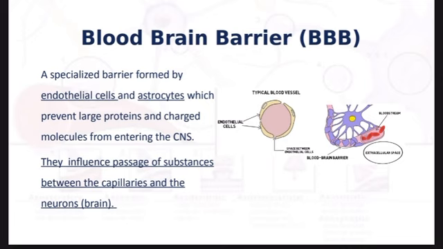We know it's a specialized barrier formed by endothelial cells, and this is it here. You see these endothelial cells, okay, and the astrocytes, which prevent. Here is the astrocyte. This is the astrocyte.